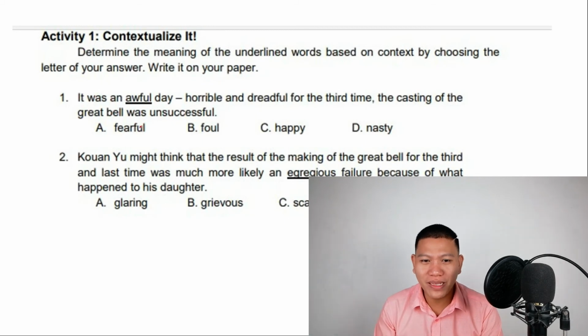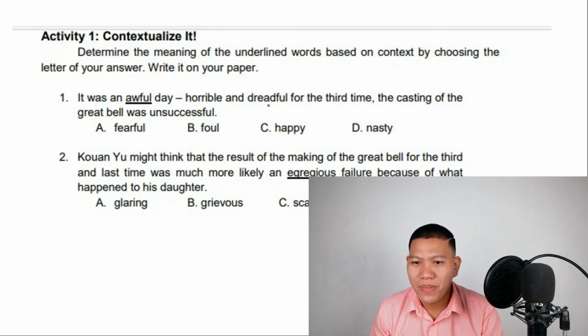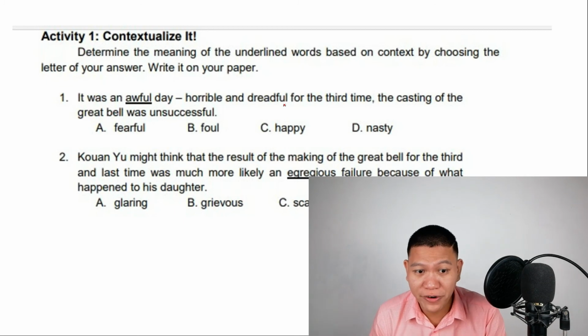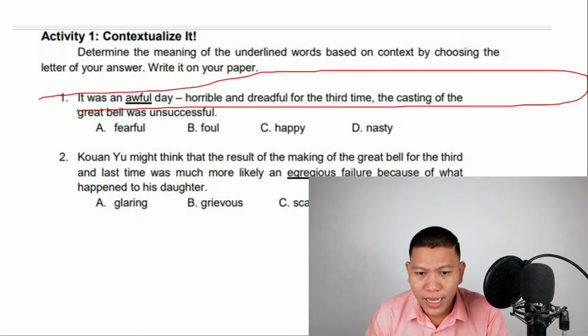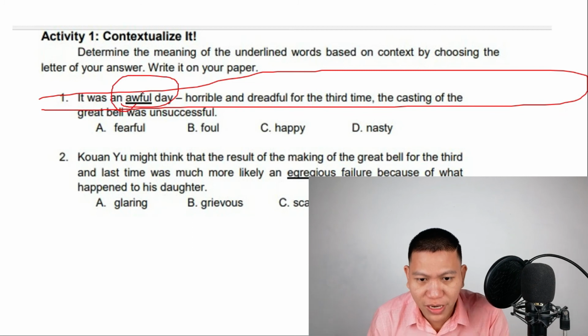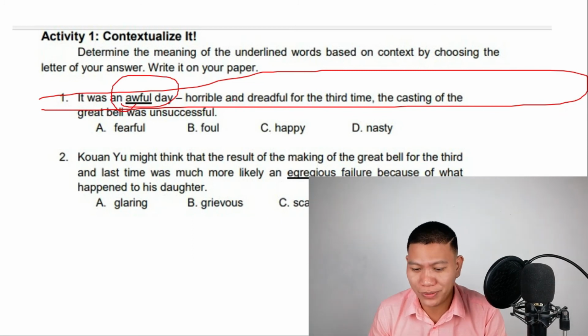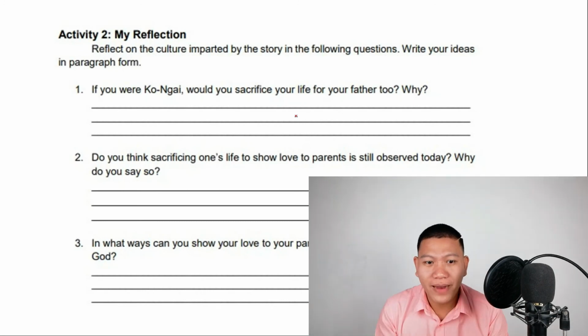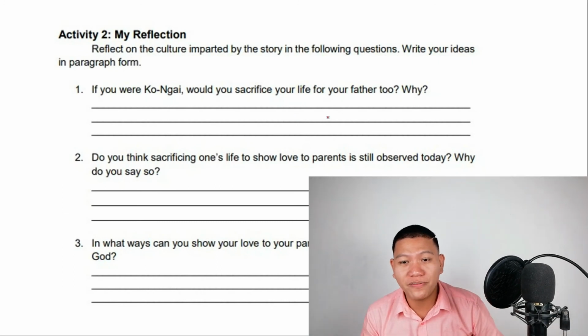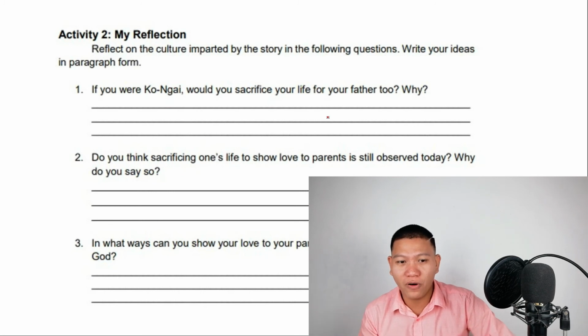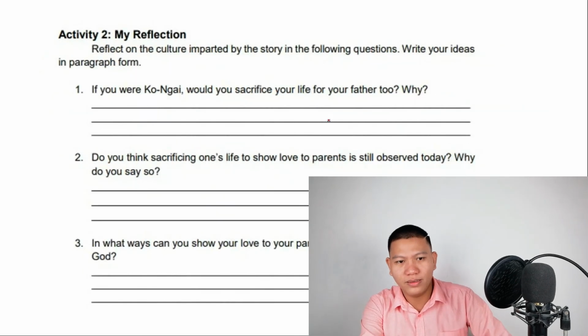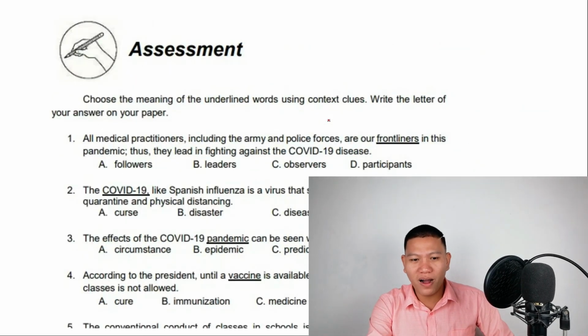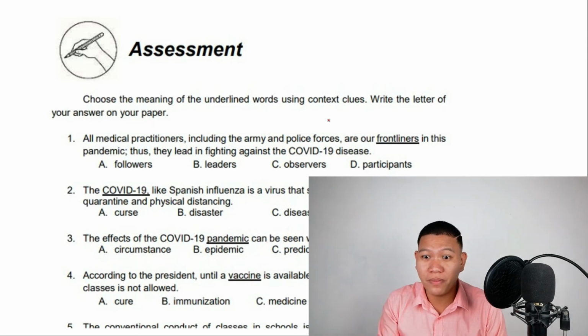Contextualize it. Determine the meaning of the underlined words based on the context by choosing the letter of your answer. So read the sentences and then identify the meaning of the underlined word through context clues. My reflection, activity 2. Reflect on the culture imparted by the story in the following questions. Write your ideas in a paragraph. Okay. And assessment part. I think you have had this in the previous activity, so you can answer them already.